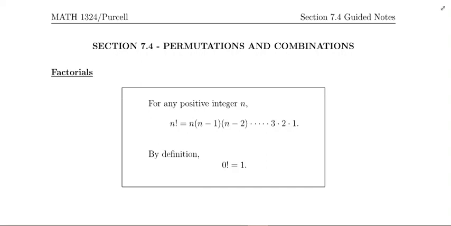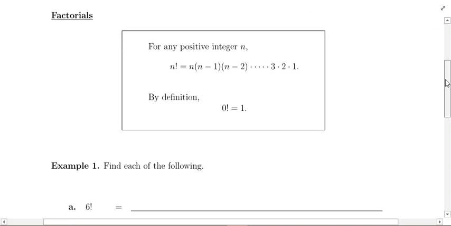Section 7.4, Permutations and Combinations. Before we talk about what permutations and combinations are, we are going to start off with this topic, factorials. So if you look in the box, it tells you what a factorial is. You're going to see an exclamation point.